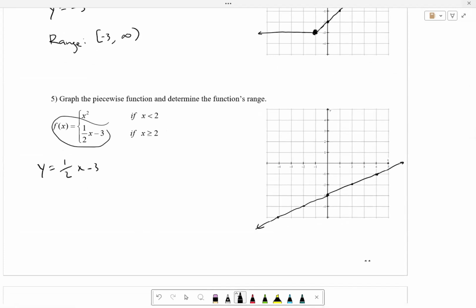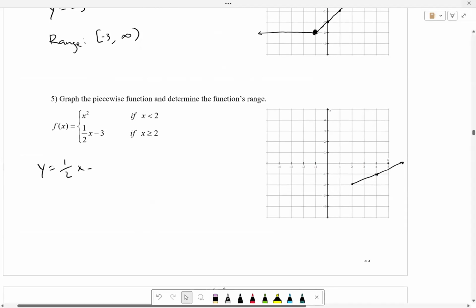Okay, so there's that line. But remember, this is part of a piecewise function. So I keep this line only if x is greater than or equal to 2. Do you see which part I'm about to keep? Let's see if I can do this right. Yeah, it's everything. I need to erase this stuff here. Do you see where I'm going to stop erasing? Right there. Because that's right under x equals 2.